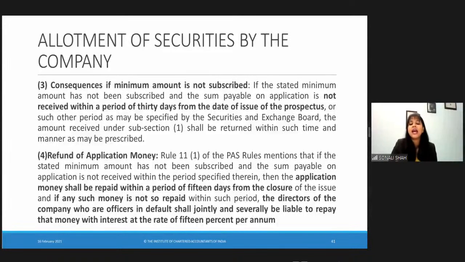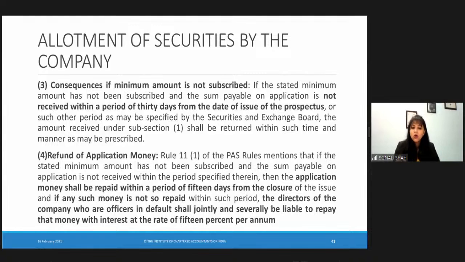And this money has to be returned within a period of 15 days from the closure of the issue. And if such money is not paid, then the directors of the company and the officers who are in default will be jointly and severally liable to repay the money with interest at the rate of 15%.